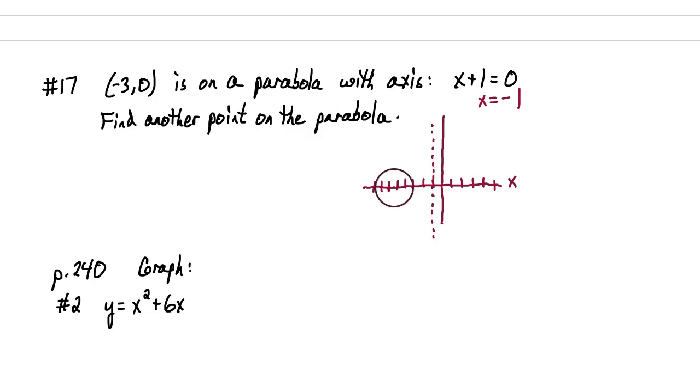Okay, next, find the point -3, 0. 1, 2, 3. Here it is. The axis of symmetry splits the parabola in half. So if one dot is 2 units to the left of the axis, there is a corresponding dot 2 units to the right of the axis. This is at 1, 0. That's the other point on the parabola.